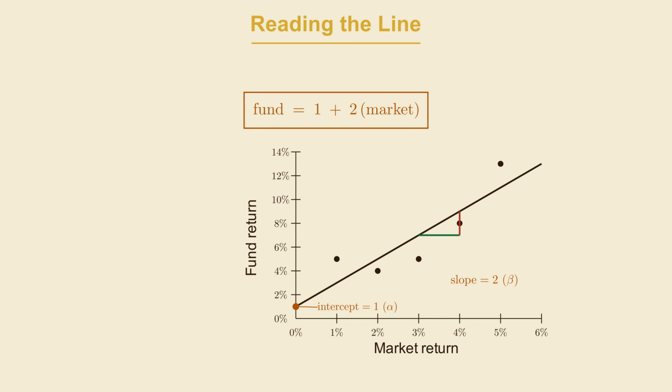And here's the practical payoff of having the formula instead of eyeballing it. If a new month comes along and the market is up 3%, Margot doesn't have to guess. She can read it straight off the line. 1 plus 2 times 3 is 7. The line says that the fund should be up about 7% in this case. So when the market shifts, the beta of 2 tells her exactly how much to expect the fund to shift along with it. That's the decision rule that the slope hands her.